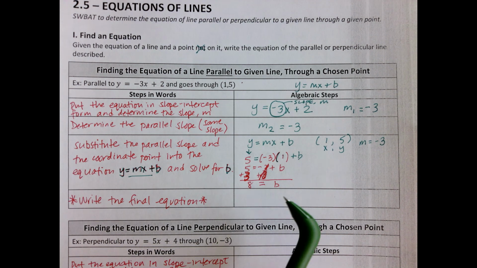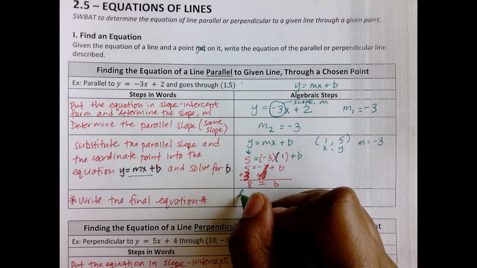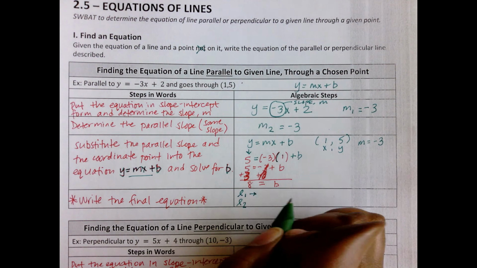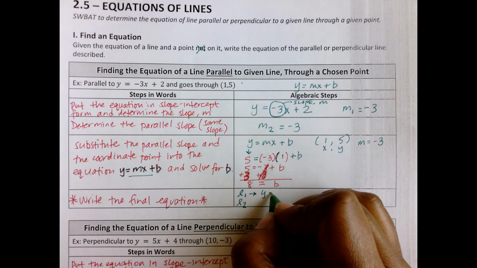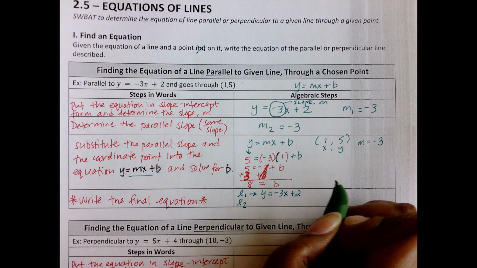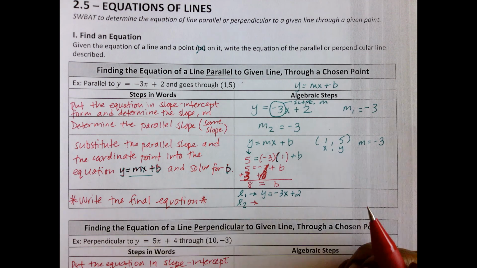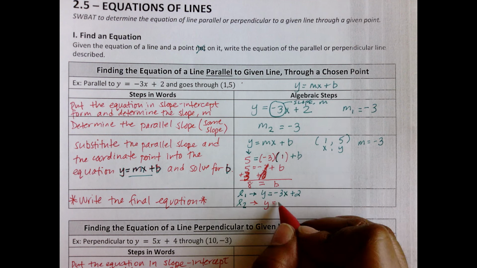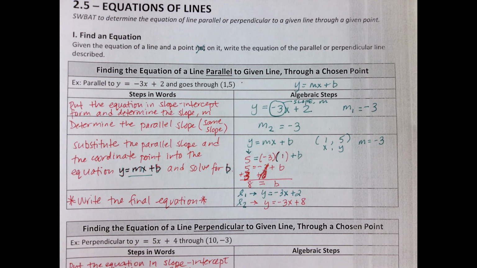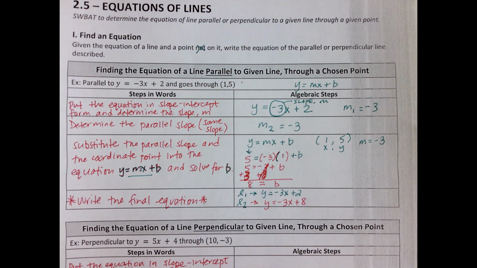So the equation of the second line, let's write them both. The equation for line 1 is y equals negative 3x plus 2. And the equation for line 2, the one that you just found, is y equals negative 3x plus 8. Now we're going to verify that with a calculator. We'll plug in both equations and make sure that they are, in fact, parallel.